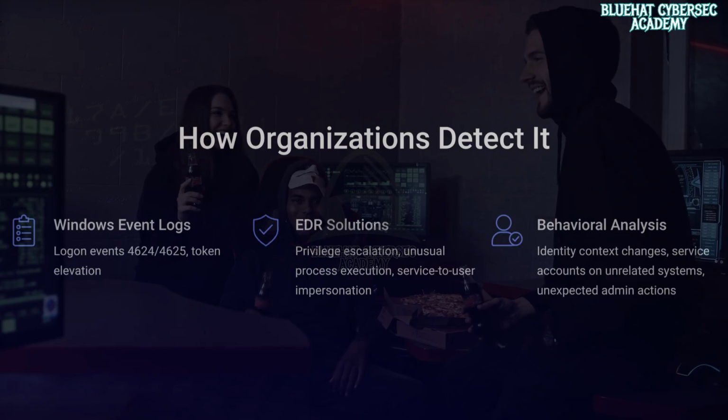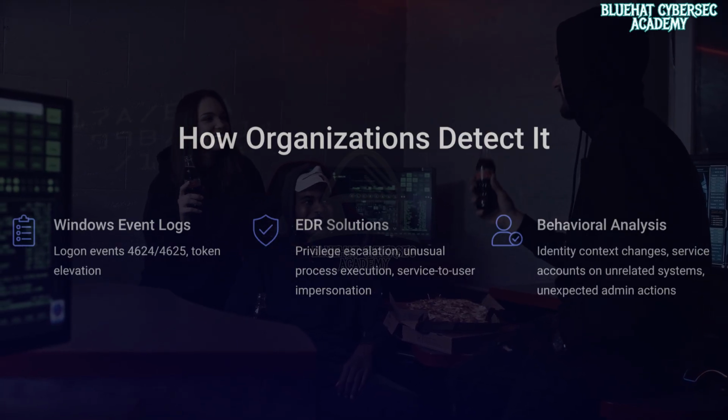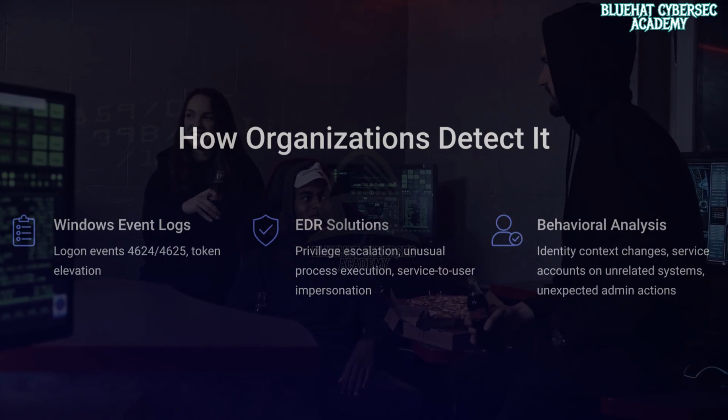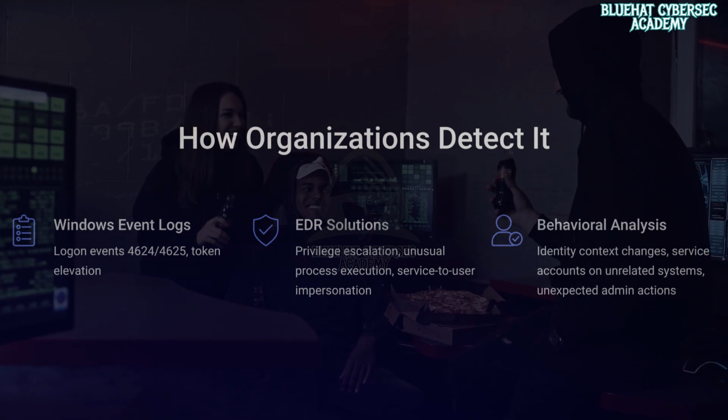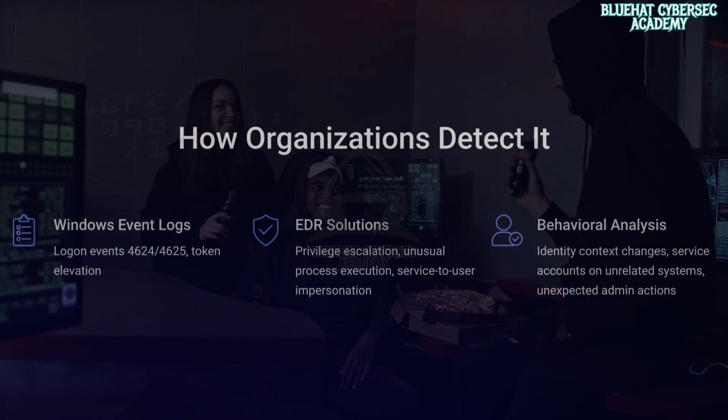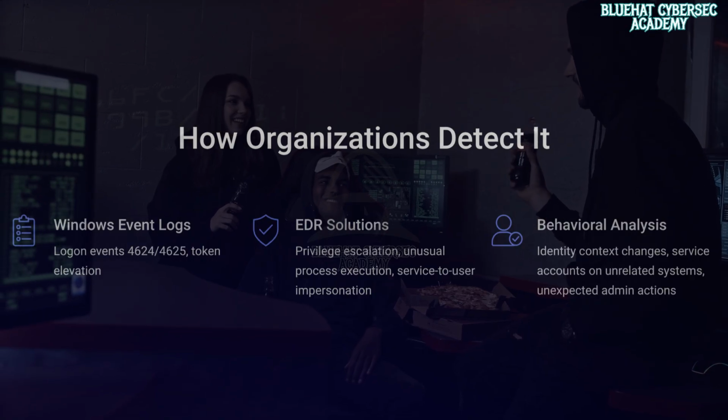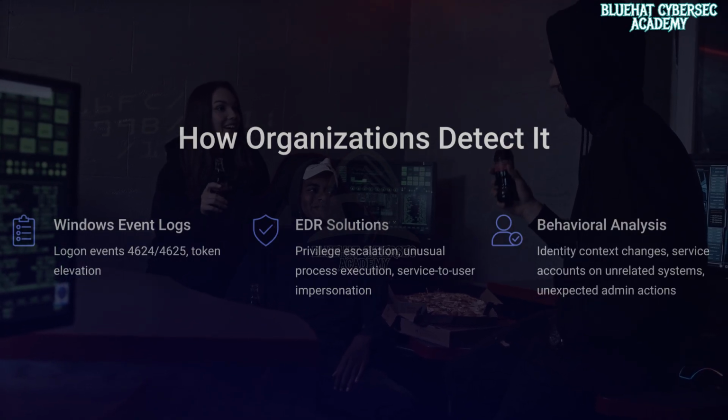And then there is behavioral analysis, which looks for subtle anomalies such as a process suddenly changing its identity context, service accounts accessing unrelated systems, or unexpected administrative actions originating from non-admin sessions.